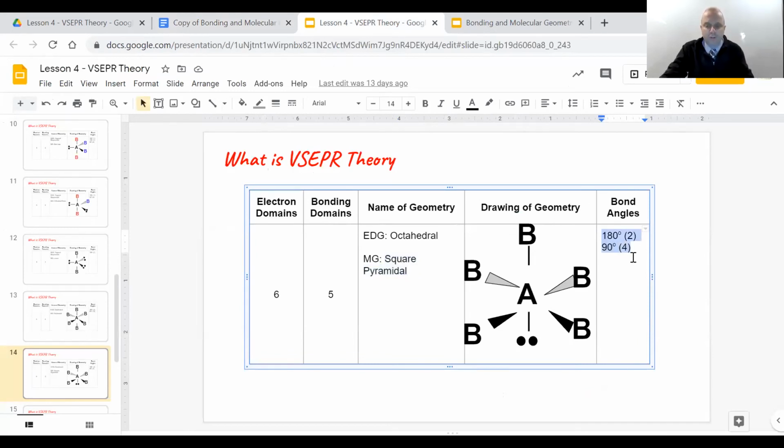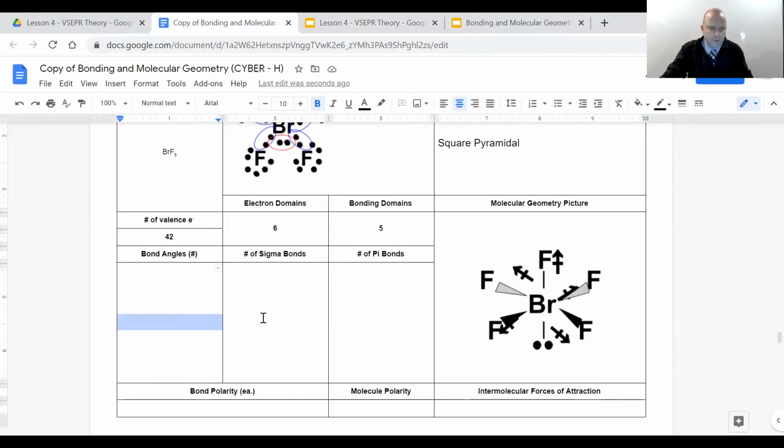We have a 180-degree bond angle, two of them. That's this one here and this one here. And then we have the 90-degree bond angles, which actually should be 8. So there are 90-degree bond angles with each of these, and then with the top. So the bond angles here, we're going to paste. Oops, and I didn't do the change because I did that afterward.